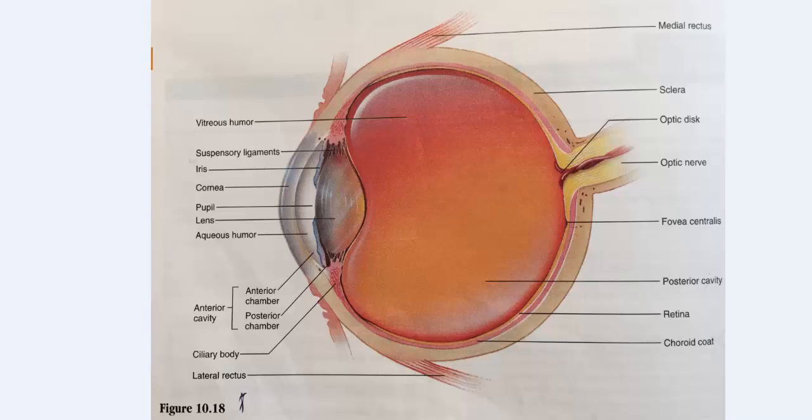Next is the retina, which is the inner layer of the eye that contains visual receptors known as rods and cones. So it's the innermost layer of the eye, and as light comes in, it goes on the rods and cones. So that's what the retina is.